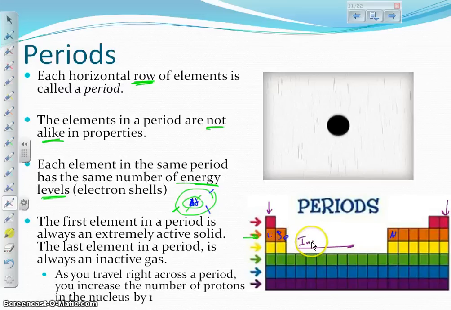So we increase the protons every single time, the number of protons in the nucleus by 1. So the only real characteristics of periods is that they have the same energy levels, and as we move right, we increase the number of protons by 1.